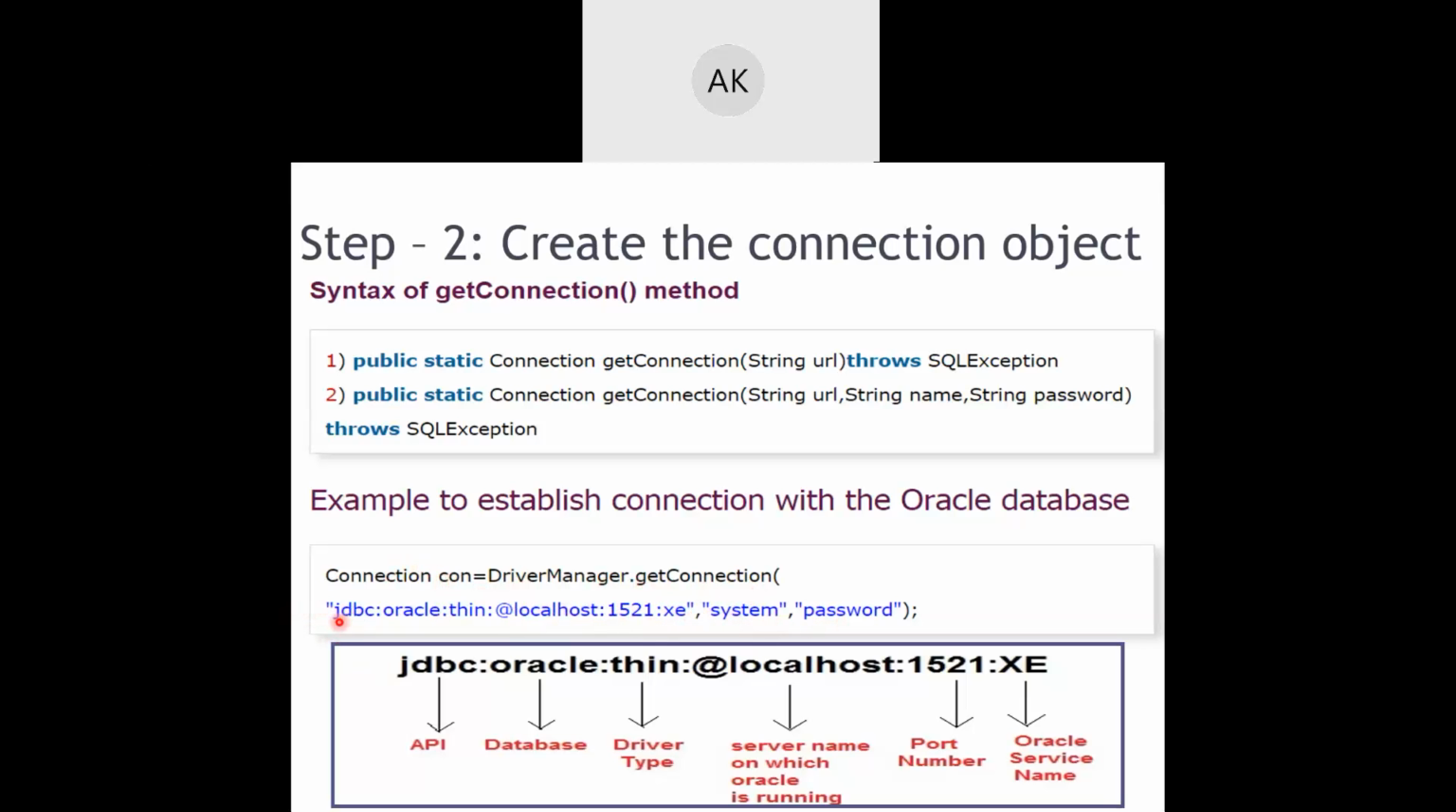So what is this URL? First one, jdbc. JDBC is the API which we are using to connect. Next, oracle. It's the database name to which we want to connect. Thin is the type of driver which we are using. Thin is the fourth type of driver, if you recollect. Then colon, at the rate localhost. Localhost is the name given for the same machine. If you are working on the same machine and your database is present on the same machine, then to refer to it you will use localhost.